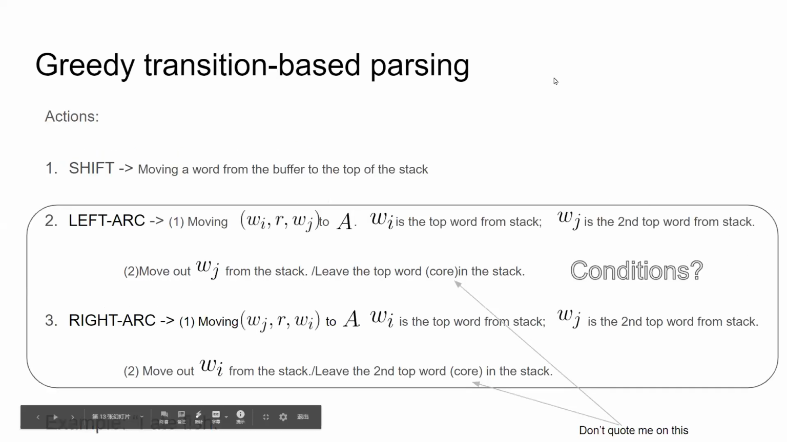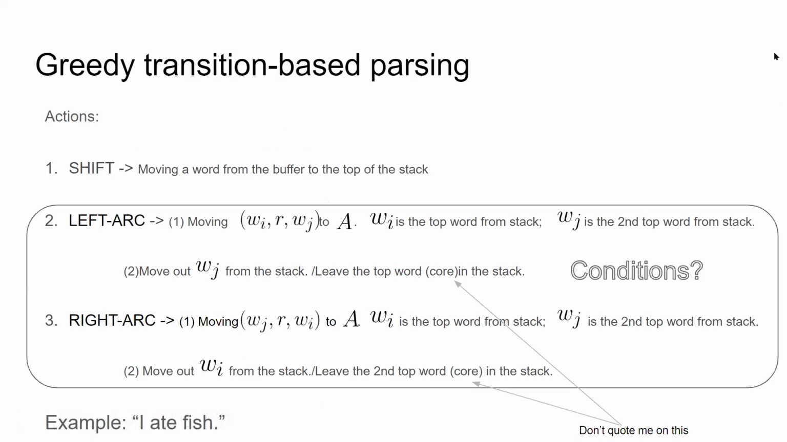Now, this slide shows the three actions we can choose from, which are shift, left arc, and right arc. The shift is very easy to understand. It's just the action of moving a word from the buffer to the stack.